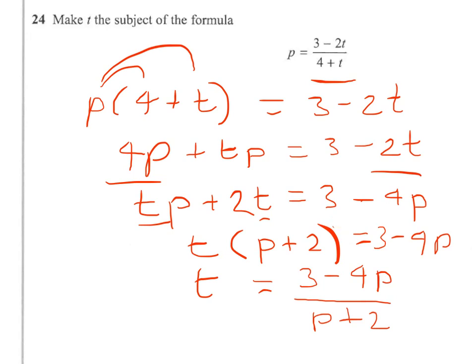If you don't get this first time, play the video back a couple of times, and hopefully you will. I'll just get rid of that little L there so it doesn't confuse you. That was the left-hand side of the equation. So t equals 3 minus 4p divided by p plus 2.